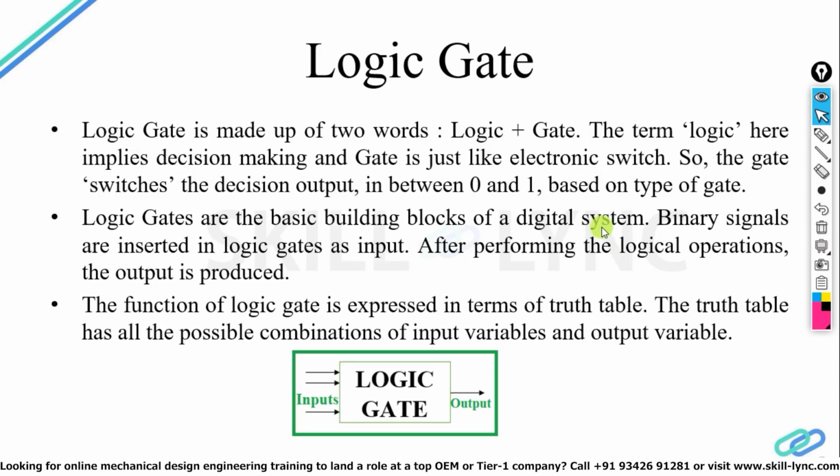So logic gates. Logic gate, as the name suggests, is made up of two words, logic and gate. Logic gates are the basic building blocks of any digital system. It is an electronic circuit which has one or multiple inputs and one output. Here logic implies decision making and gate is just like an electronic switch. Just like our home door, we are giving the inputs to the logic gate and we are getting output.